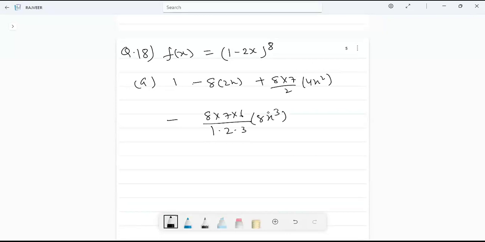How many terms we have to take? Find first four terms in ascending power of x. We have taken first four terms. Just simplify it. 1 minus 16x, and here it is 112x squared, and minus 56 into 8.